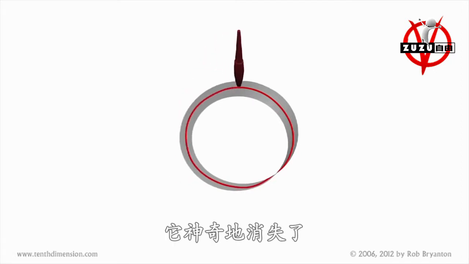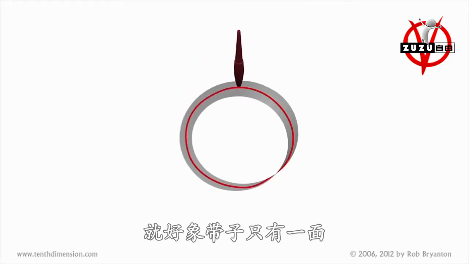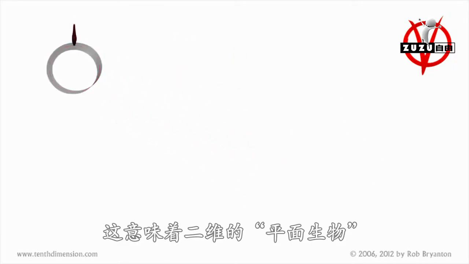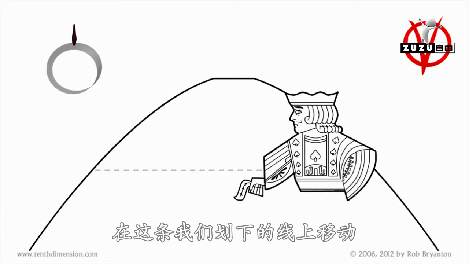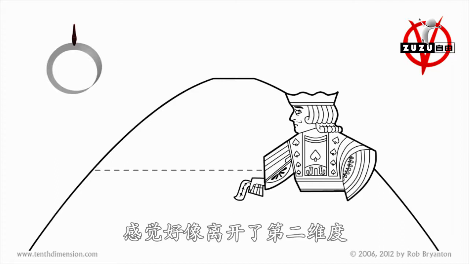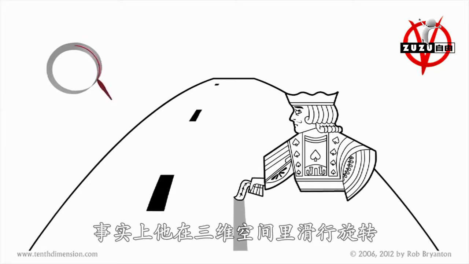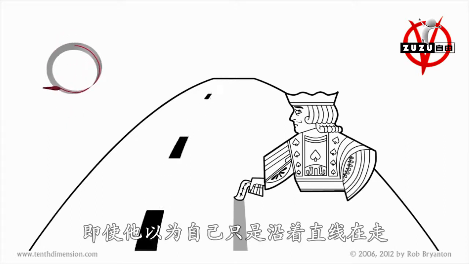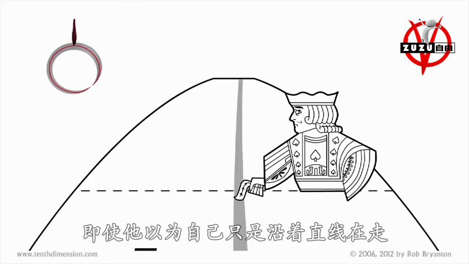It appears, somewhat amazingly, that the strip has only one side, so it must be a representation of a two-dimensional object. And this means that a two-dimensional flatlander traveling down the line we just drew would end up back where they started without ever feeling like they had left the second dimension. In reality, they would be looping and twisting in the third dimension, even though to them it felt like they were traveling in a straight line.